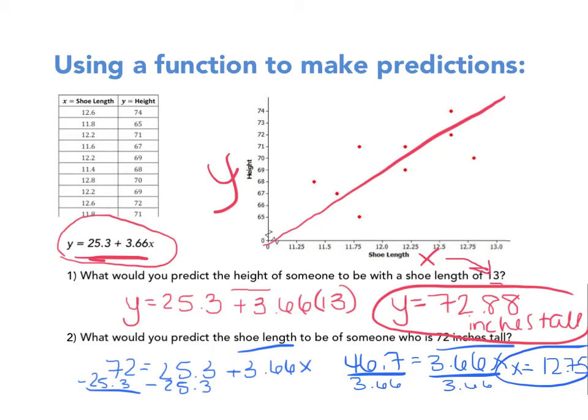or 13. Now, this makes sense because if you look at our two predicted values that we found, for someone who has a shoe length of 13, that would be about 72.88 inches tall, and for someone who's just 72 inches tall, it's just a little less at 12.75.